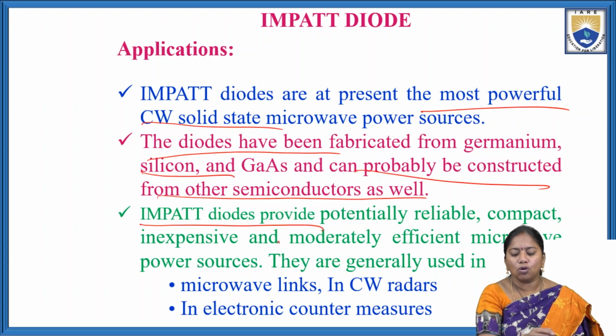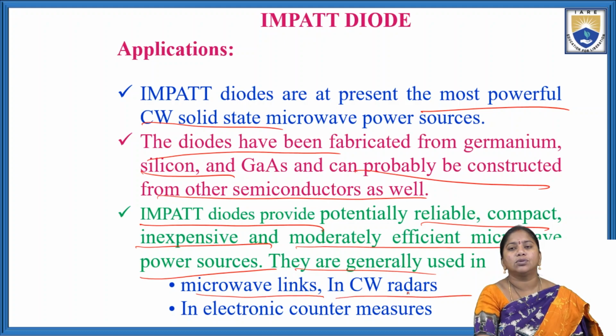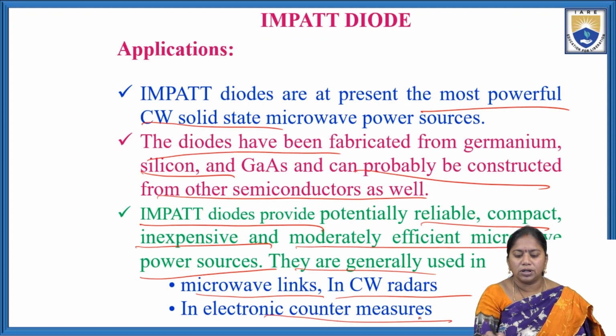Impact diodes provide potentially reliable, compact, inexpensive and moderately efficient microwave power sources. They are generally used in microwave links, CW radars and in electronic countermeasures.